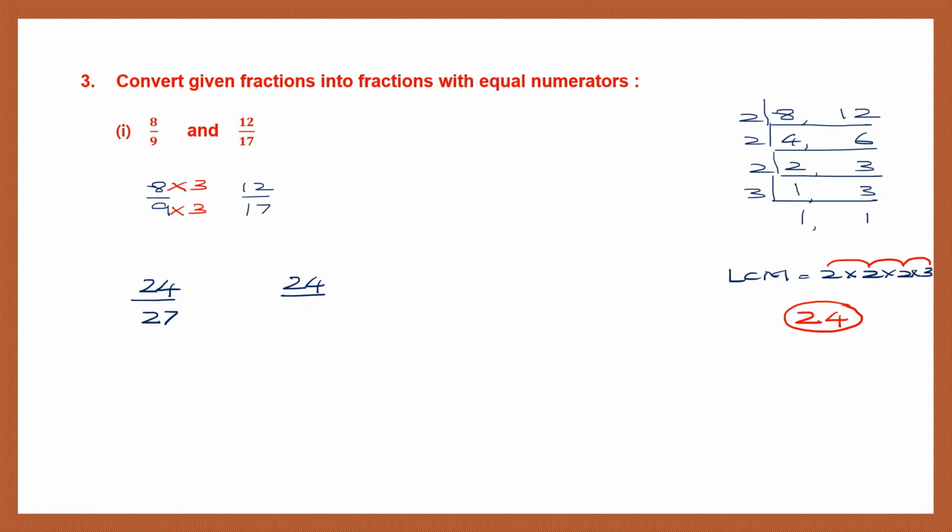Let's go to the second fraction. The numerator is 12. 12 into what is 24? 12 into 2 is 24. So we multiply 17 also by 2. 17 into 2 is 34. So now we have the two fractions. The first one is 24 by 27 and the second one is 24 by 34. The numerators are the same.